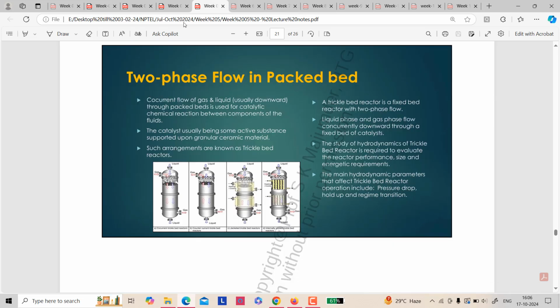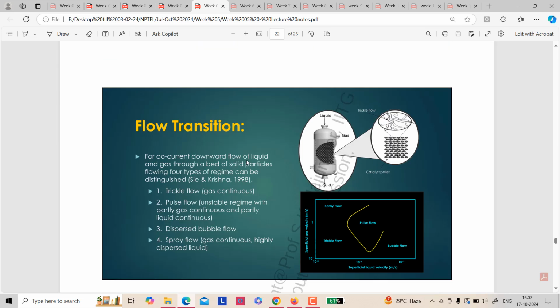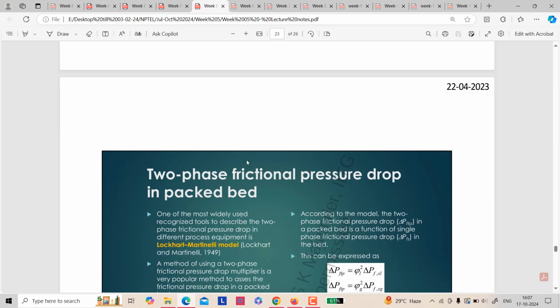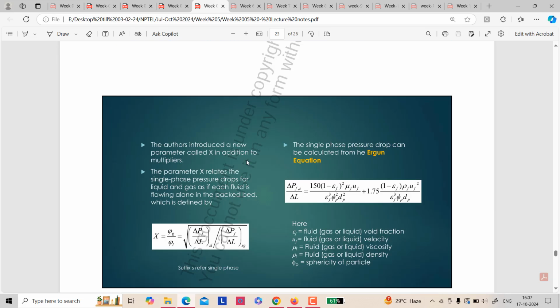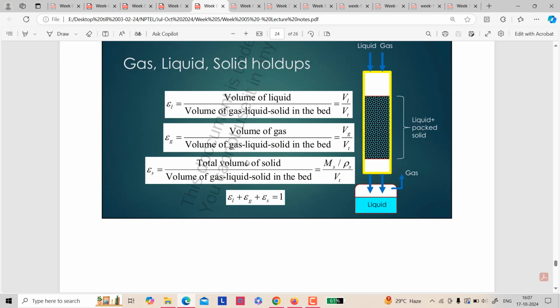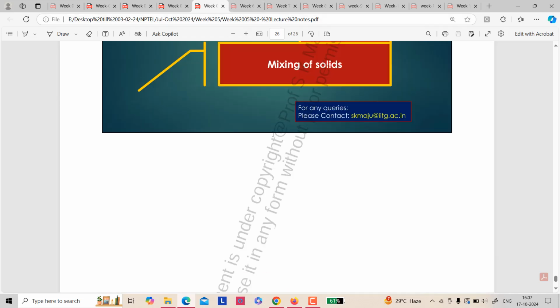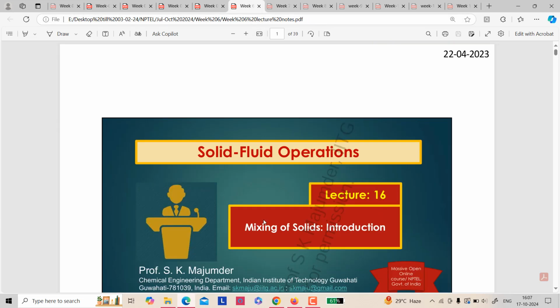So now the two-phase flow in a packed bed. That means some liquid is also coming inside the bed and some gas is also coming inside the bed, so these are separate phases. So this is the two-phase flow. Next comes the gas, liquid and solid hold-ups, and mixing of solids.